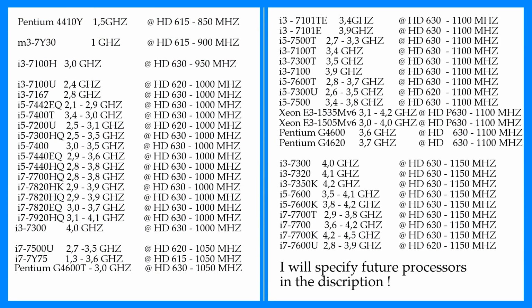On the last slide I have listed all Kaby Lake processors with the CPU clock, as well as the iGPU clock and the graphic chip name. With the i7 7Y75 we have a CPU with the HD615 that clocks with 1050 MHz, while a desktop i7 7100H with the HD630 only clocks with 950 MHz and would be slightly slower. The Pentium 4410Y and m3 7Y30 are only here for the sake of completeness, but only usable for office and browser gaming maybe.